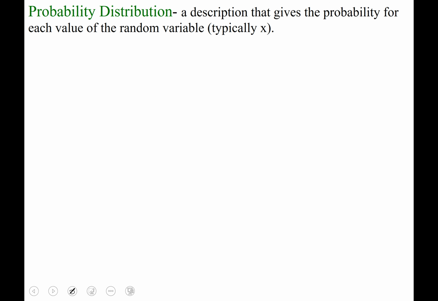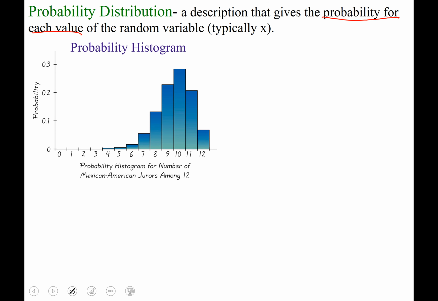Probability distribution. It is a description that gives the probability for each value of the random variable. Typically we use the letter X. So it's going to give the probability for each one. That's all of them. So this distribution will represent the whole population of possible outcomes.